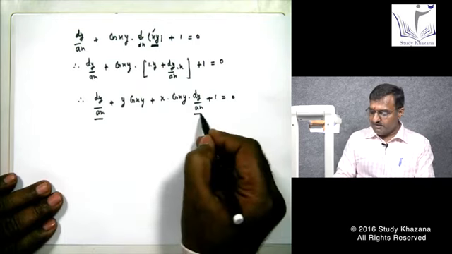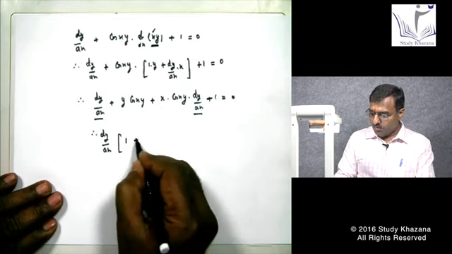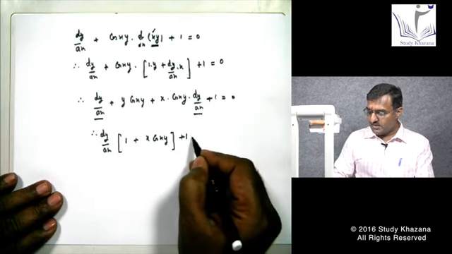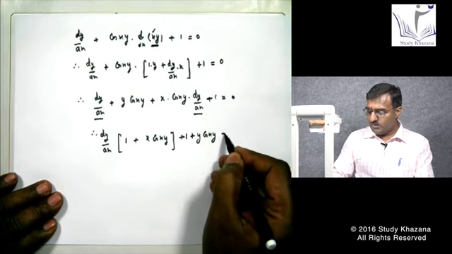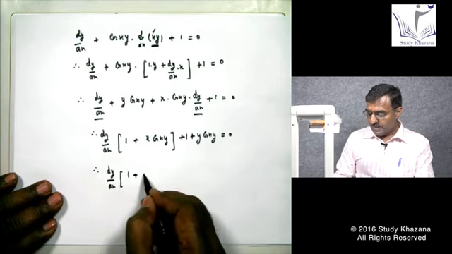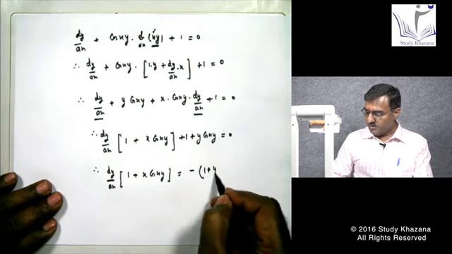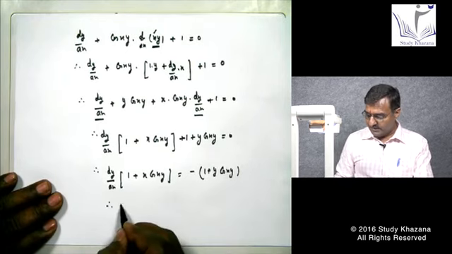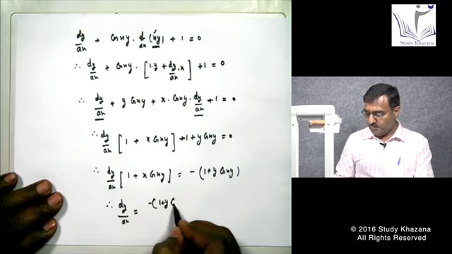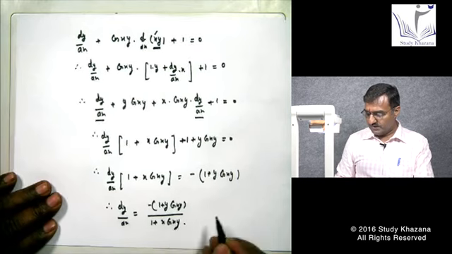Now here is dy by dx, and here is dy by dx; I will just take it common. Now dy by dx is common: 1 plus x cos xy, plus 1 plus y cos xy equal to 0. Now I will separate both these terms. This I will take to the other side: minus (1 plus y cos xy). So now I have to find dy by dx. Dy by dx is minus (1 plus y cos xy) divided by (1 plus x cos xy).